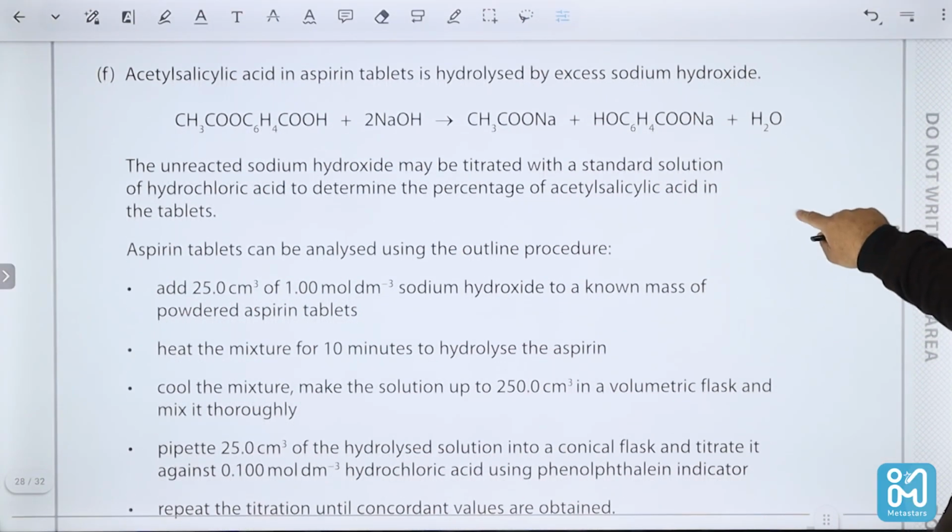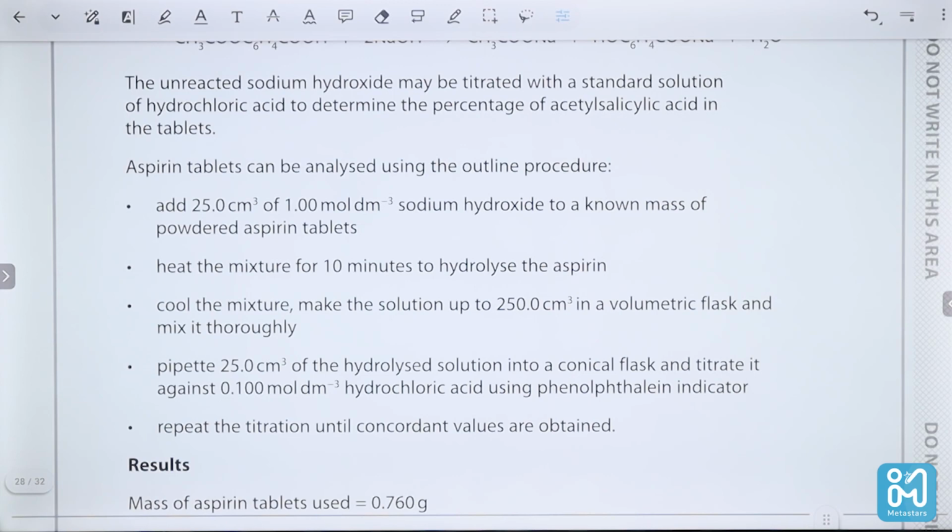Now, acetyl salicylic acid in aspirin tablets is hydrolyzed by excess sodium hydroxide, and the unreacted sodium hydroxide may be titrated with a standard solution of hydrochloric acid to determine the percentage of acetyl salicylic acid in the tablet. Aspirin tablets can be analyzed using the outlined procedure.